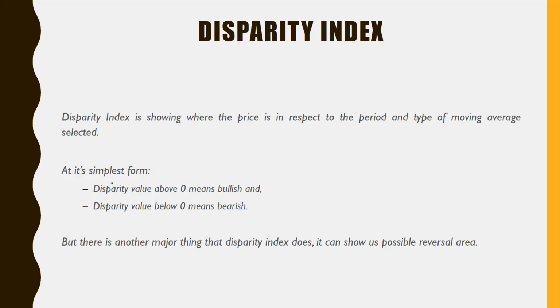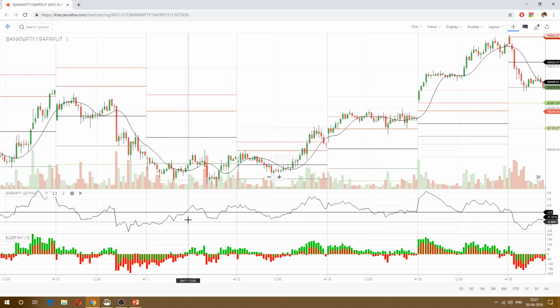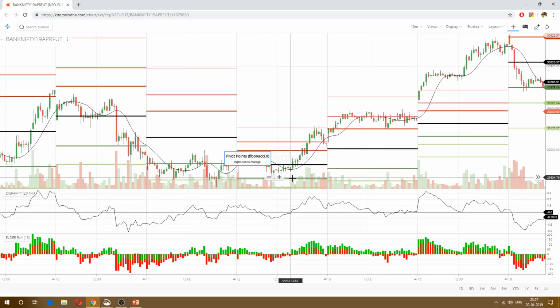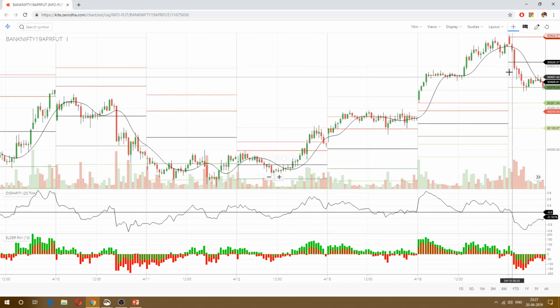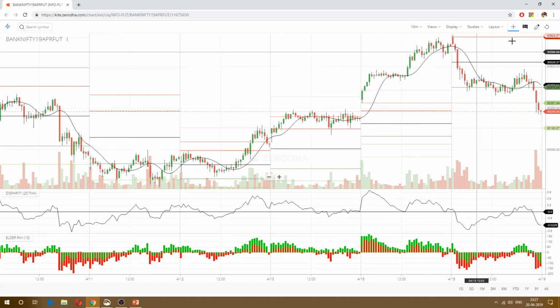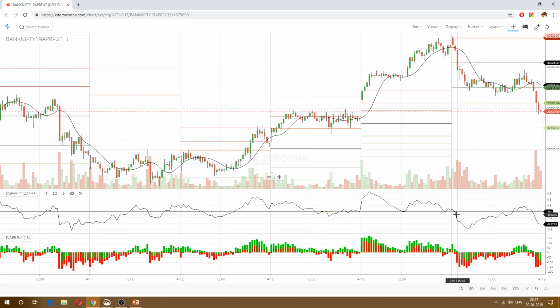At its simplest form, disparity value above 0 means bullish and below 0 means bearish. So if disparity goes above 0, it's a buy signal. Like here it went above 0, buy. Here in the last trading session, disparity went below 0, it's a sell signal, and price came down. It's a sell. This is the simplest form of what disparity is telling you.